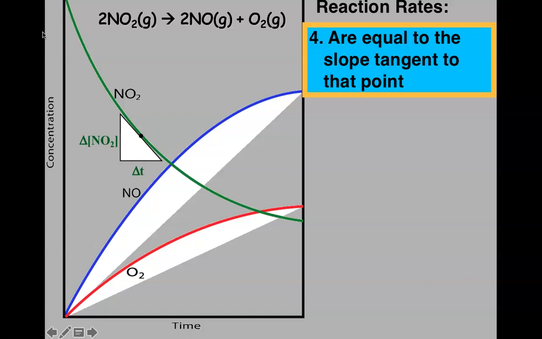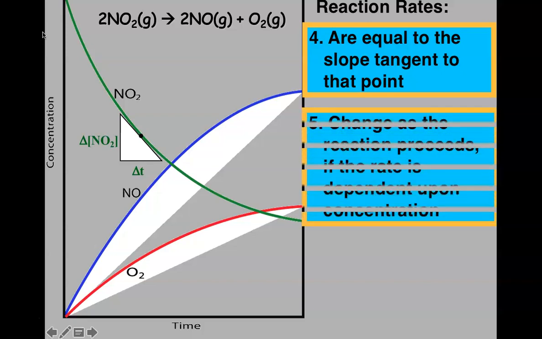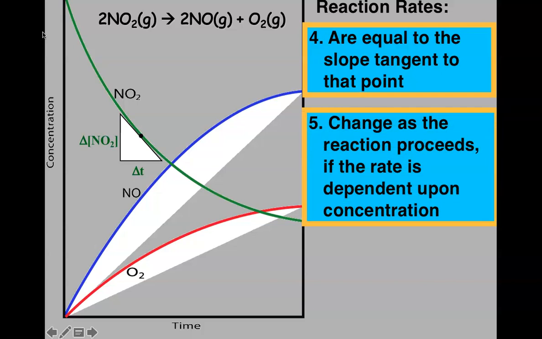On previous AP exams, students had to actually physically draw this in and do some calculations to find the instantaneous rate at a given point. The rate changes as the reaction proceeds if the rate is dependent upon concentration, but realize that the change in concentration over the change in time is not constant. These graphs are curved. They're not linear. It's a big note to be aware of.